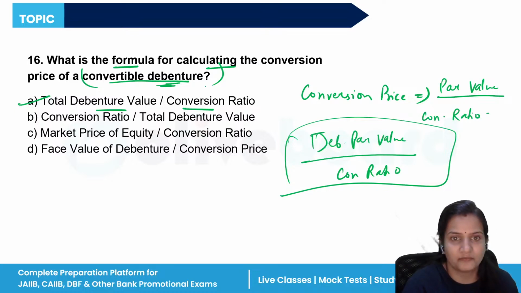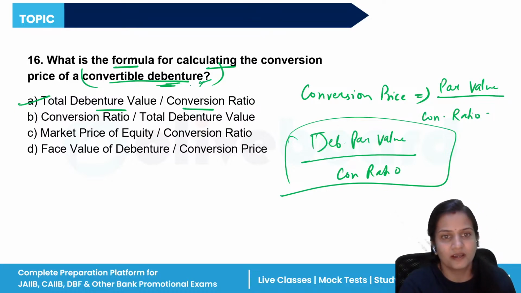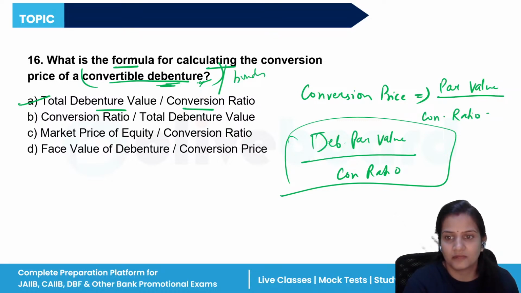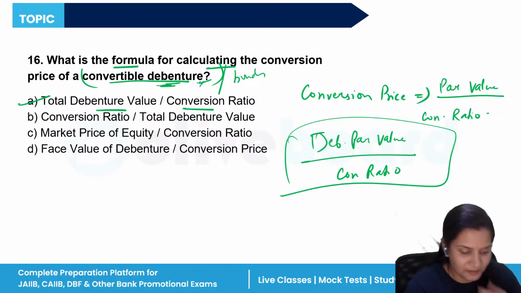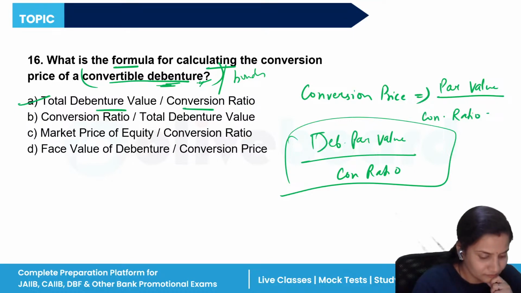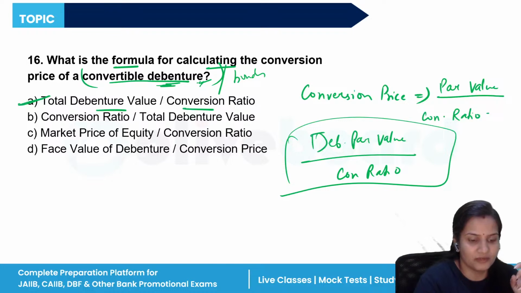When I say this, because of debenture, it is in the question, it is being asked of the debenture. If in the question it is asked of the bonds, then simply the bonds par value upon conversion ratio. Am I clear? So option A will be the correct answer. Clear?